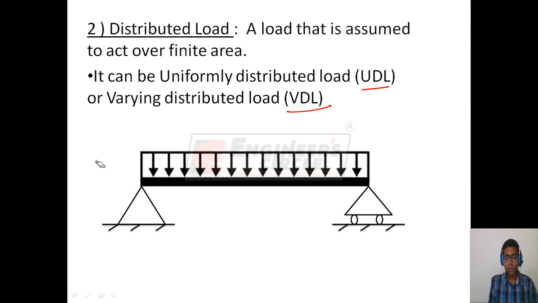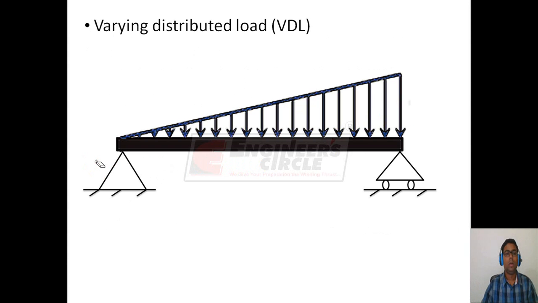For example, this distribution is a UDL because you can see that the intensity of this load is equal everywhere. Here, at all the points, the intensity is this magnitude, which is the same. So it is a uniformly distributed load. A uniformly distributed load is specified by mentioning the intensity at a point, which is expressed as w in Newton per meter. Another is the varying distributed load.